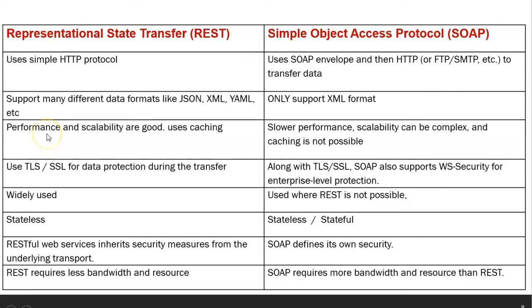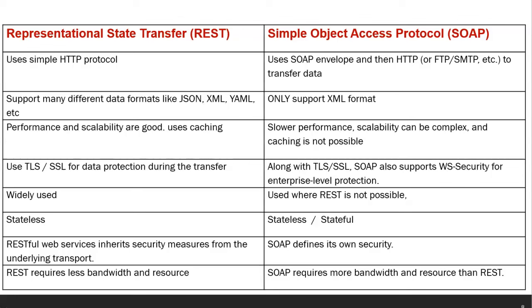Also, performance wise, as we have seen, REST carries simple data, but SOAP was a bulky boy. It was data along with the standard. So REST's performance and scalability are good, and it also uses caching for storing the data or the responses. SOAP is slower in performance, scalability can be complex, and caching is not possible in SOAP. It uses a TLS or SSL certificate. We already discussed that in the IAM sections and the encryption sections.